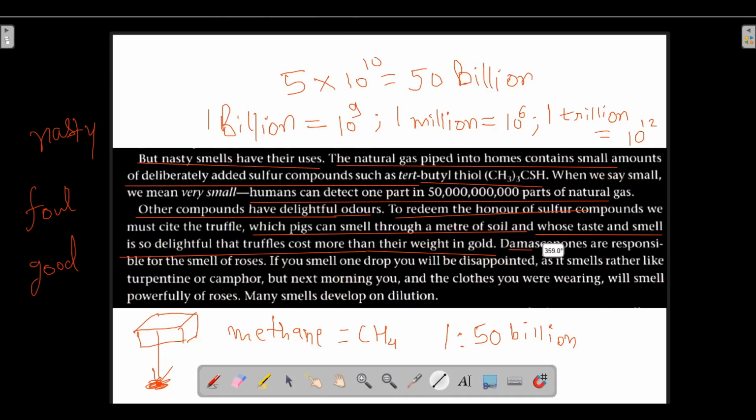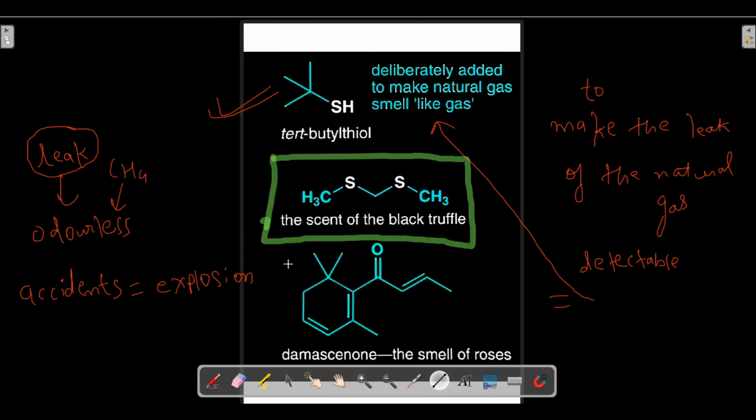Now, Damascenones are responsible for the smell of roses. What are Damascenones? What is the structure of Damascenones? The structure of Damascenones is something like this. It is also written over here, Damascenone, the smell of roses. It is a type of ketone because of the C double bond O group.